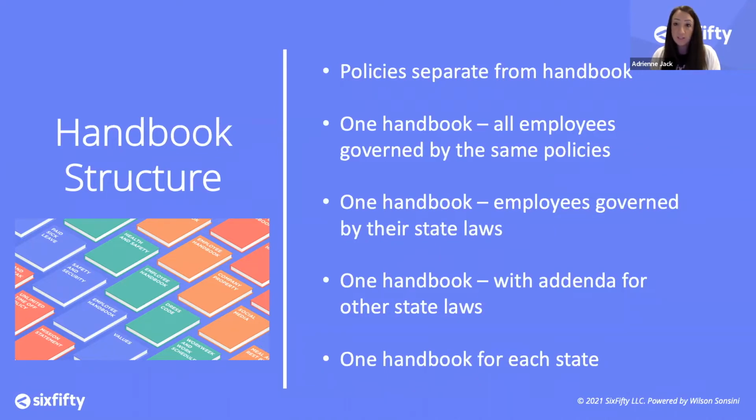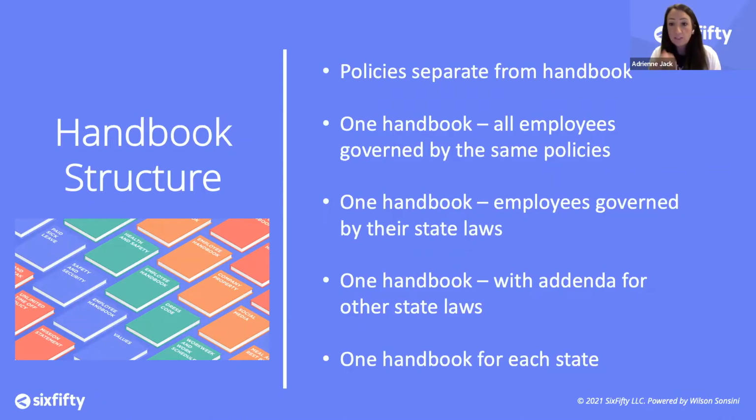Another approach that we've seen to structuring employee handbooks is that there's one employee handbook, but employees are governed by their particular state laws. So this means that the handbook would have different provisions that apply to employees based on the state where the employee is working. For example, an employee handbook would have a jury duty leave policy, but then within that jury duty leave section of the employee handbook, there would be a California jury duty leave policy, a Colorado jury duty leave policy, and then a Washington jury duty leave policy. So each state would have a specific provision within the employee handbook.